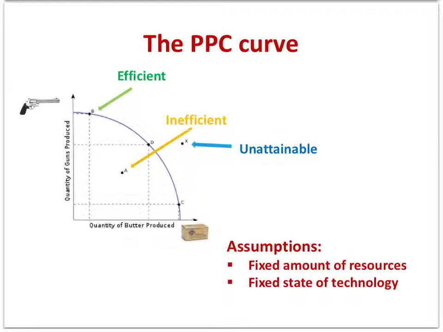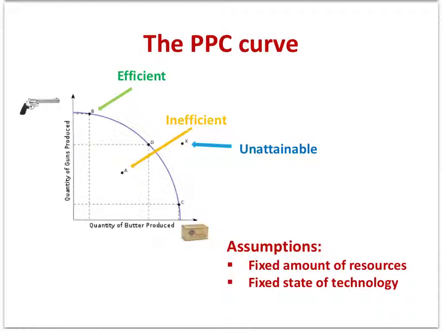This and any other PPC is drawn under these two assumptions. The first one, fixed amount of resources, and next one, fixed state of technology. Any point on this PPC shows an efficient situation where resources are fully used. This is called productive efficiency.